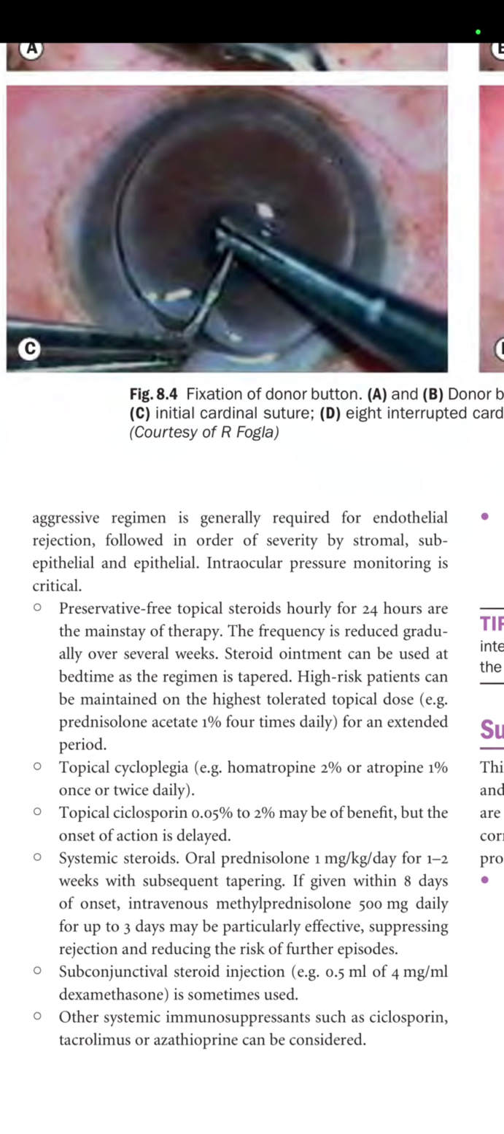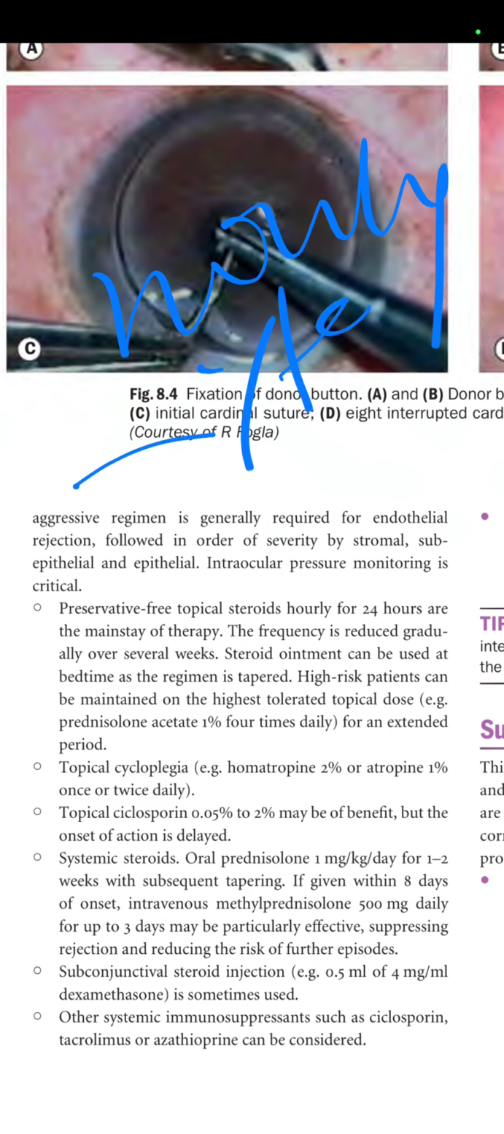Preservative-free topical steroid hourly for 24 hours is the mainstay of treatment therapy. The frequency is reduced gradually over several weeks. Steroid ointment can be used at bedtime as the regime is tapered. High-risk patients can be maintained on the highest tolerated topical dose, for example, prednisolone acetate 1% 4 times daily for an extended period. So you have to give steroid, and that can be tapered according to the response of the patient, and they are kept on prednisolone QID for an extended period.